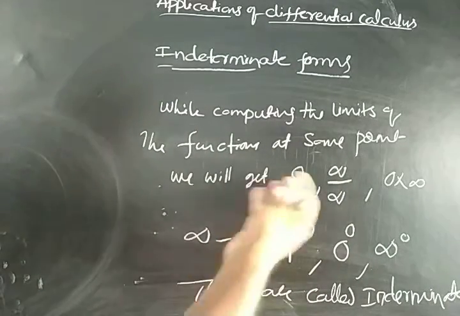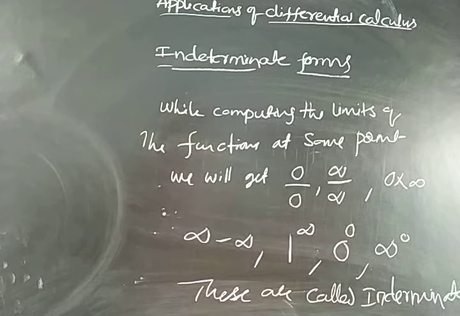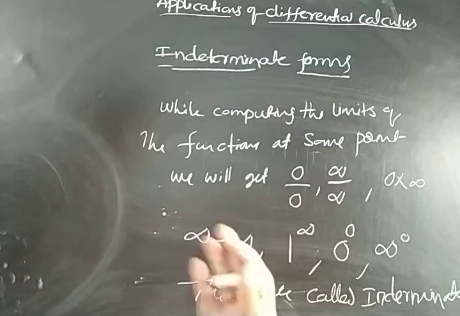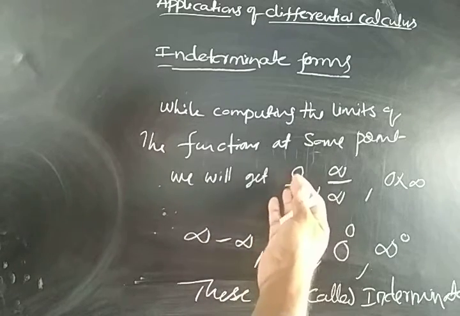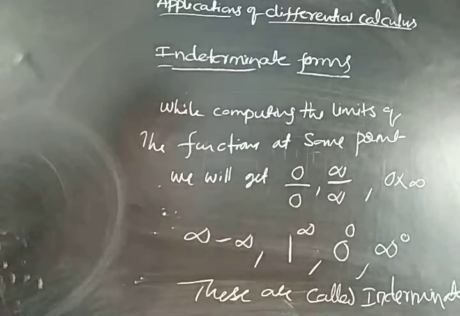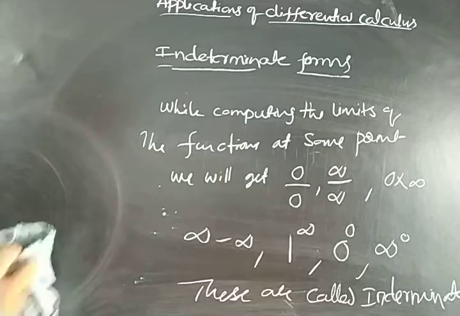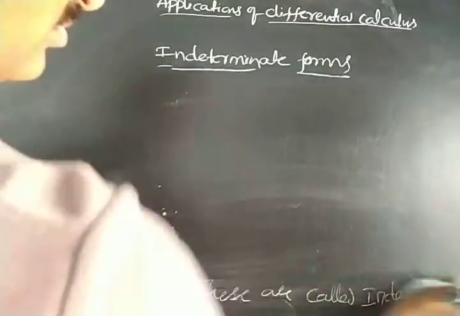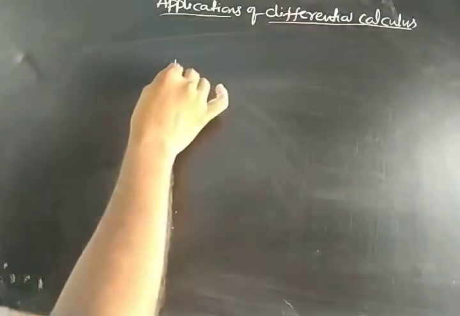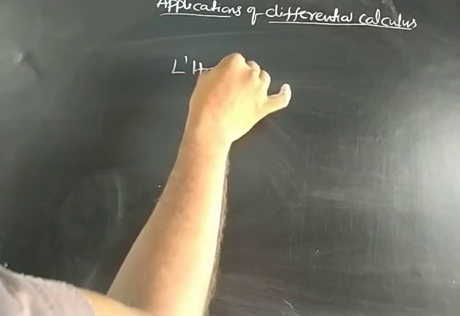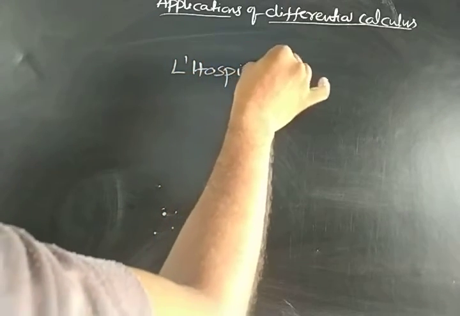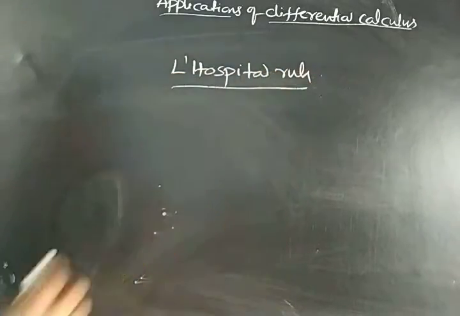To reduce this problem, we have to use some methods. One method is called L'Hospital rule. When we get indeterminate forms while computing limits, to reduce this problem we will use L'Hospital rule. So let us know what the L'Hospital rule is.